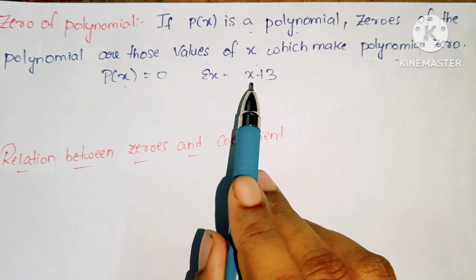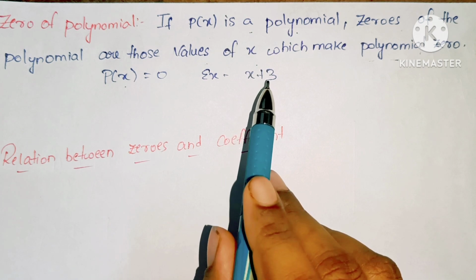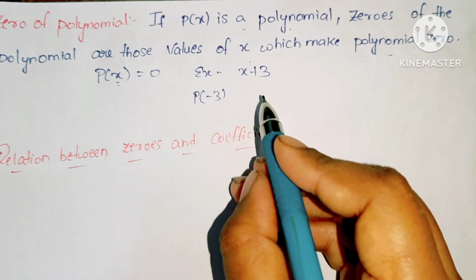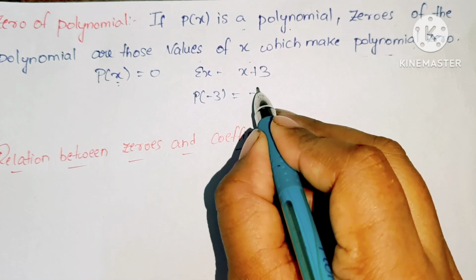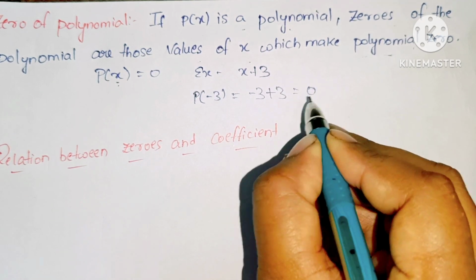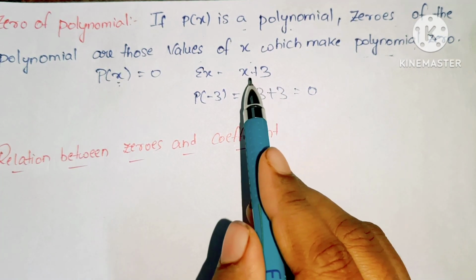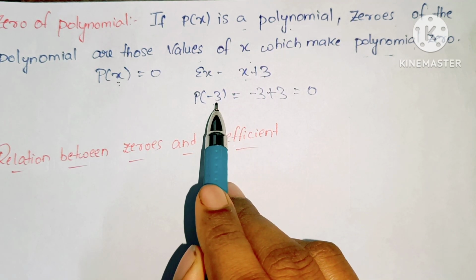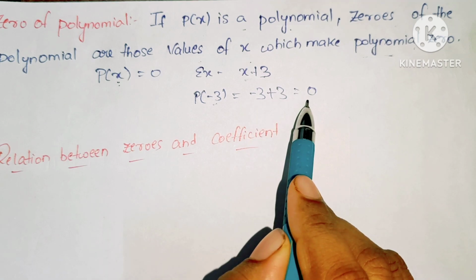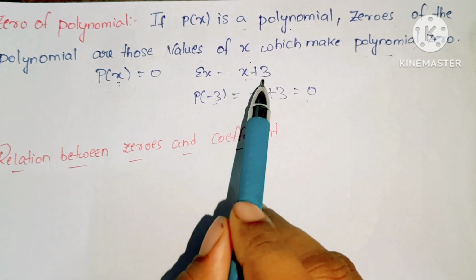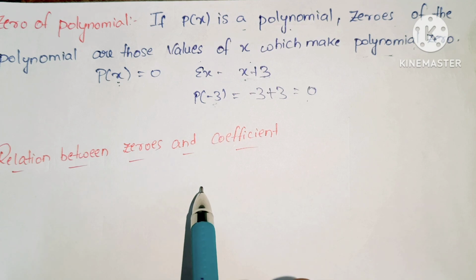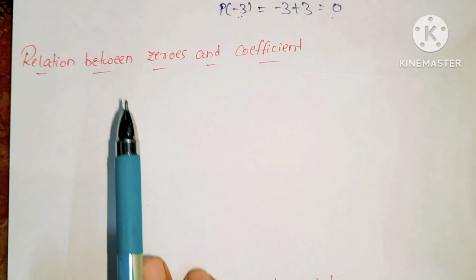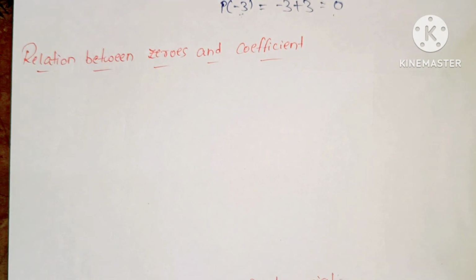Okay, it is a linear equation. So what number do you have to keep in this to make it 0? That means if you keep p of minus 3, in the place of x I am keeping minus 3. Then minus 3 plus 3, what became? 0. Okay, so for this given polynomial, the zero of the polynomial is minus 3. So if you keep minus 3, you will get 0. In that way. Understood?